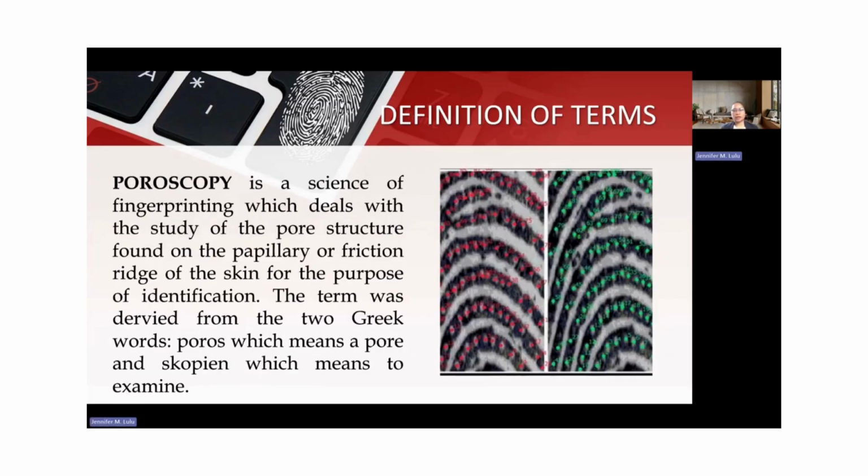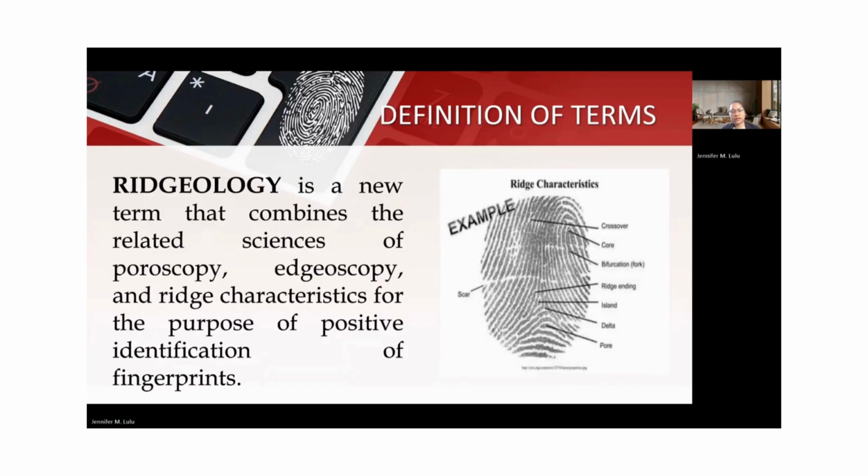Next one, we have poroscopy. Poroscopy is a science of fingerprinting which deals with the study of pore structure found on the papillary or friction ridges of the skin for the purpose of identification. The term was derived from the two Greek words poros, which means pore, and skopien, which means to examine. The next one, we have ridgeology. Ridgeology is a new term that combines the related sciences of poroscopy, edioscopy, and ridge characteristics for the purpose of positive identification of fingerprints.